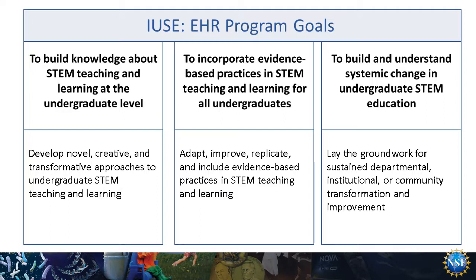The third goal is to build and understand systemic change in undergraduate STEM education. This typically happens in the ICT projects, and projects that address this goal typically lay the groundwork for sustained departmental, institutional, or community transformation and improvement.